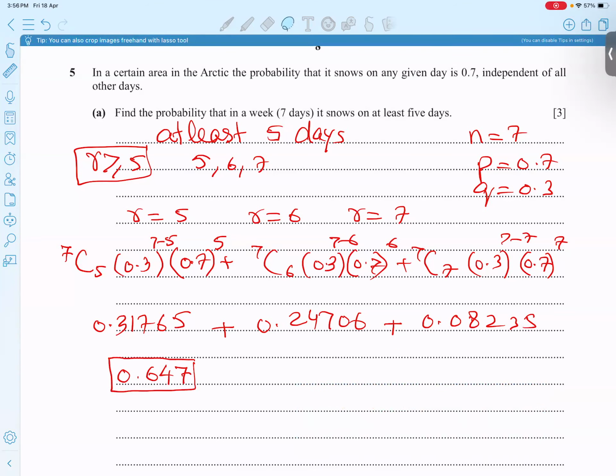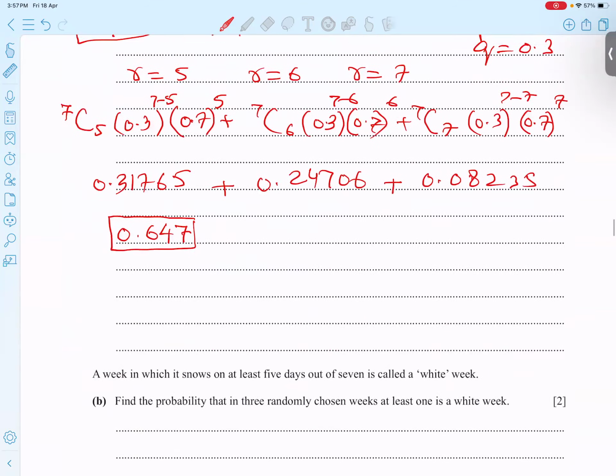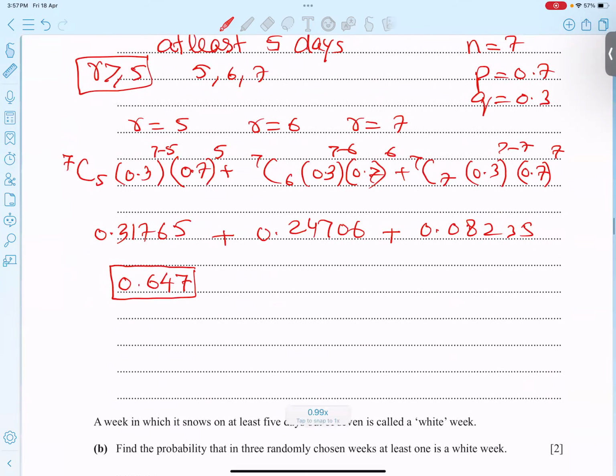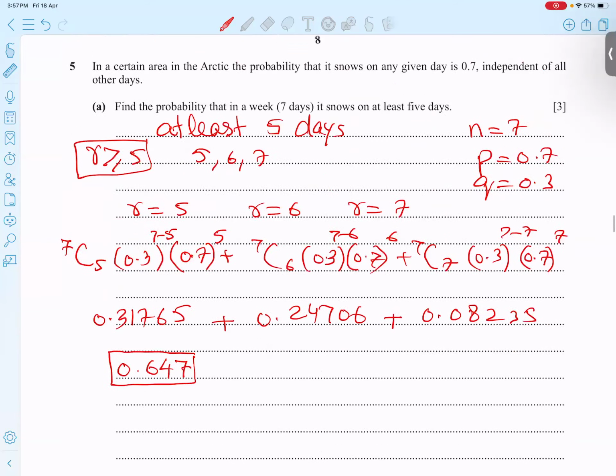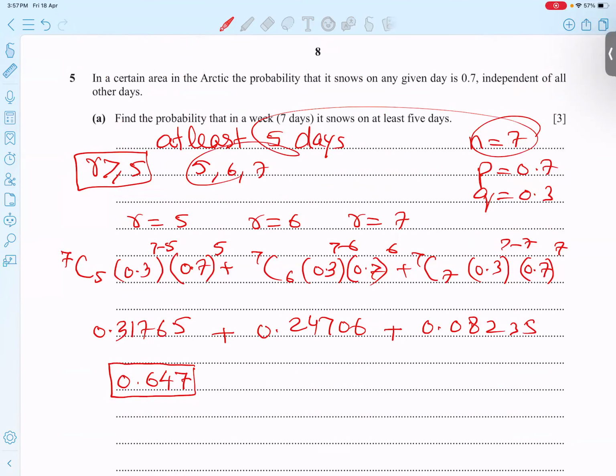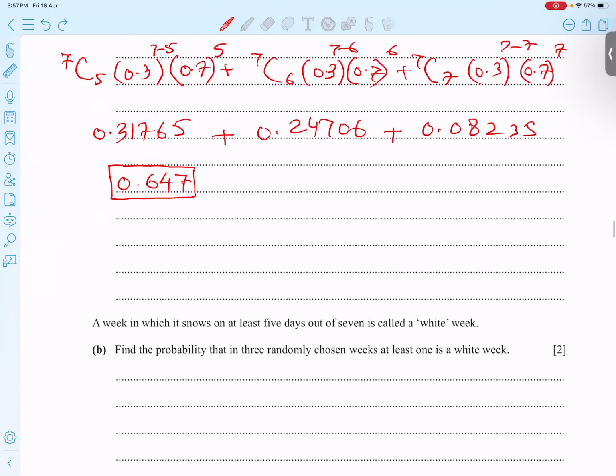So this part is very clear. Let's talk about the next part. A week in which snow falls on at least 5 days of 7 is called a white week. So this is talking about 5 days of snowfall out of 7, and we can say this is considered a white week. Find the probability of 3 randomly chosen weeks like this: week number 1, week number 2, week number 3, each of 7 days.